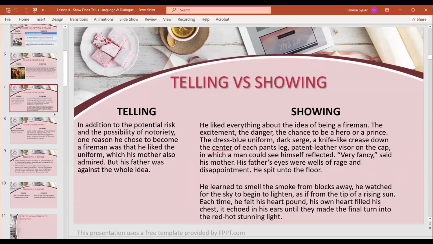So this is another example. I think you're getting the idea clearly. Gina, can you read telling for me, please? And Denise, if you're here, please read showing.